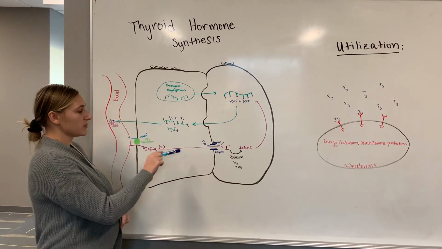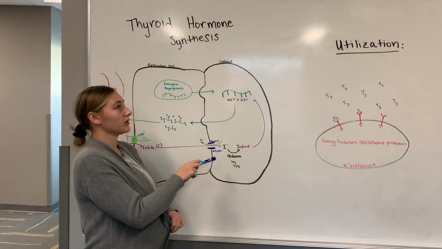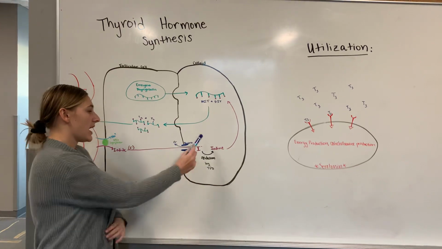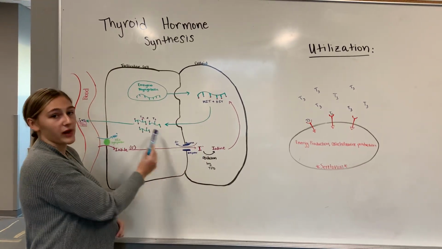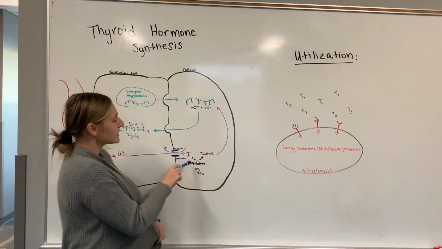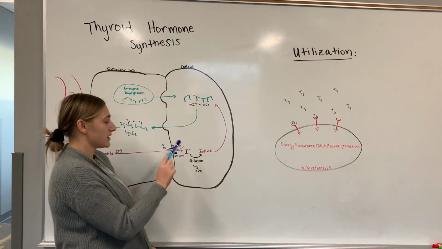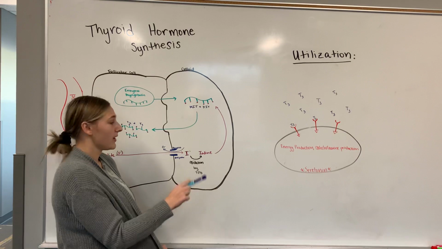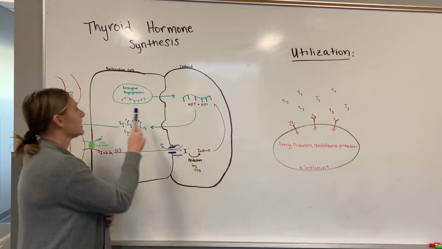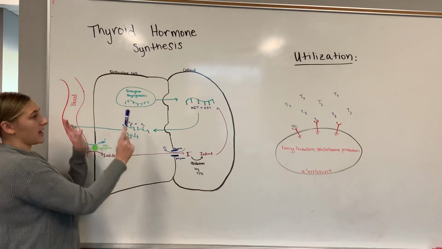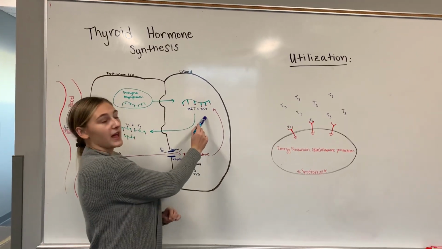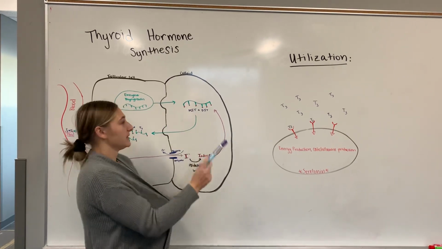This iodide is going to be transferred to the pendrin antiporter, which brings iodide from our follicular cell to our colloid. During this process, it's also going to bring chloride out into the follicular cell from the colloid. Once the iodide gets into the colloid, it's going to be oxidized by TPO and become iodine. After this happens, thyroglobulin is going to be exocytosed into the colloid, where it will meet iodine and create MIT and DIT.